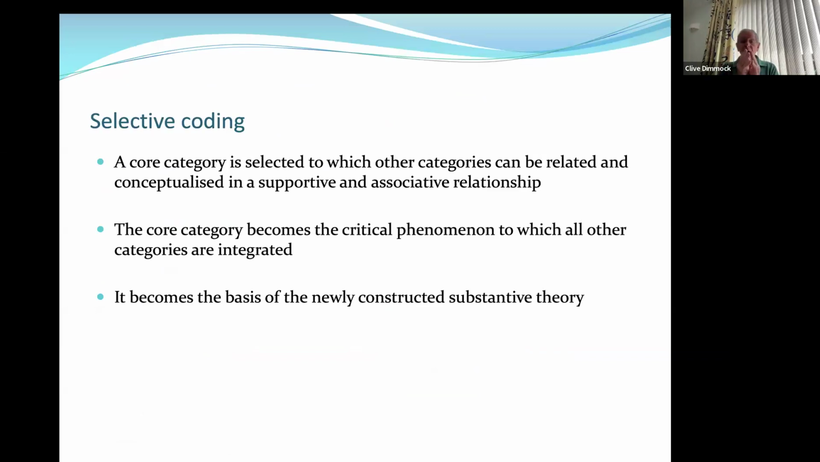Then we come to the final bit of coding called selective coding, which is the most important. It only occurs in GT, not with other qualitative methods. This is the actual core category that absorbs all the categories. So we're stepping up from coding to categories, relationships between categories, to selective coding. And this is going to form the theory.